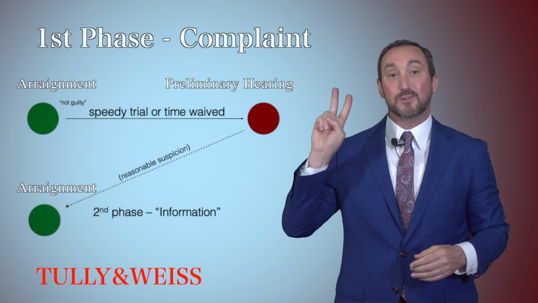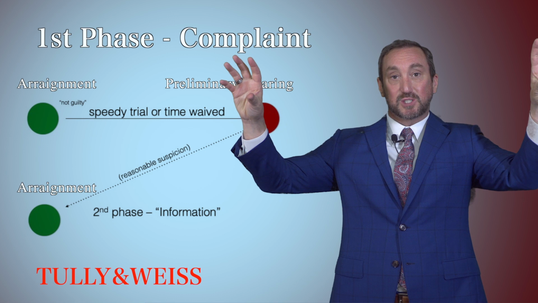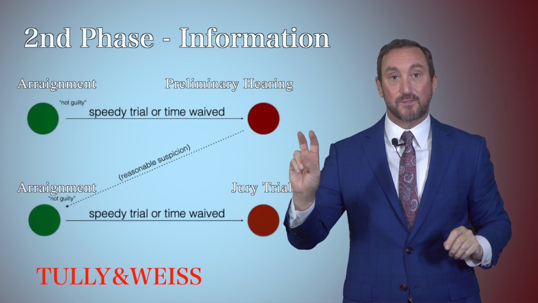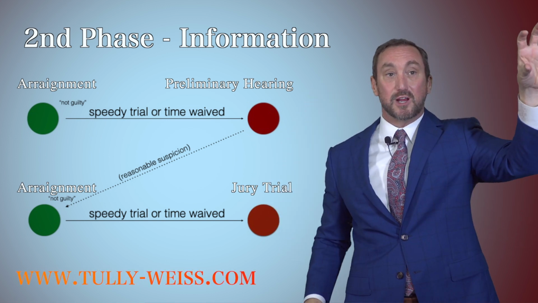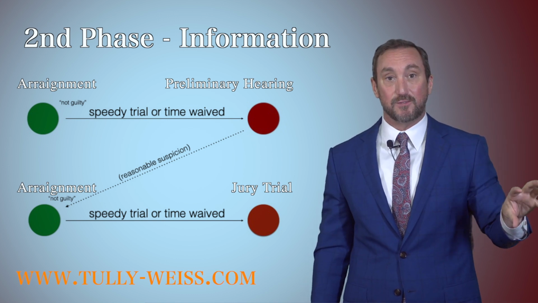And the defendant will have to go to another arraignment. Again, there's two phases in a California felony case. The first phase is the arraignment to preliminary hearing. The second phase is arraignment to jury trial. Whereas preliminary hearing was the end of the first phase, jury trial is the end of the second phase.